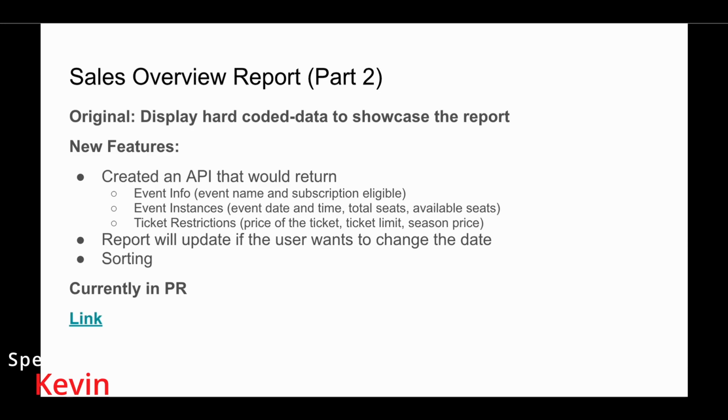For example, some event information that would include the event name and subscription eligibility, the event instances, that would include the date and time of the event, the total seats and the available seats, as well as the ticket restrictions. That would include the price, the ticket limit, and the season prices. With this approach, instead of the report using hard-coded data, we can dynamically retrieve the data from the API that I created.